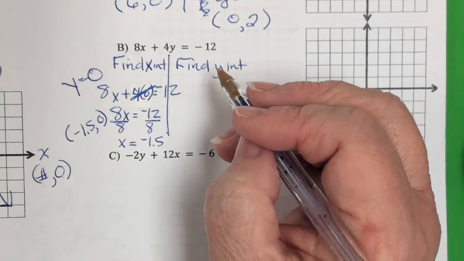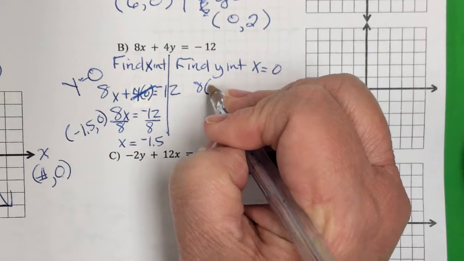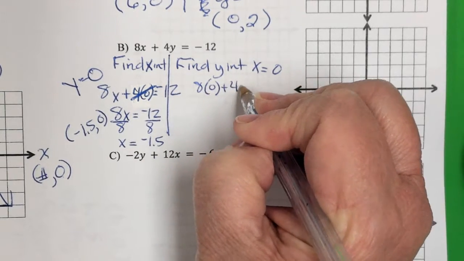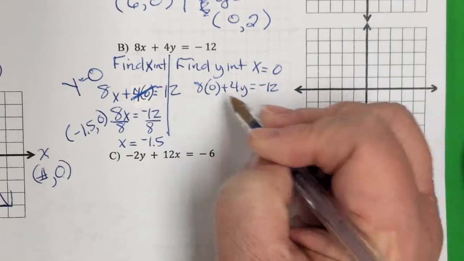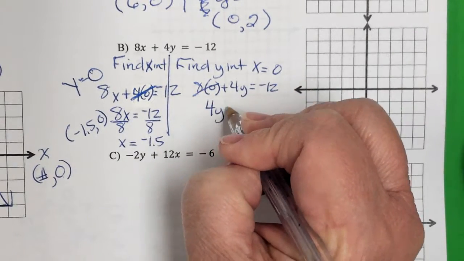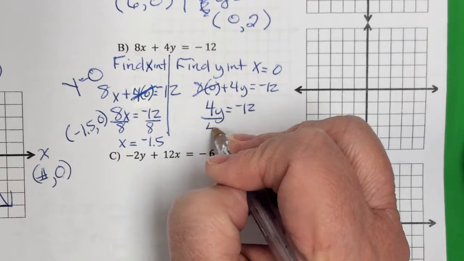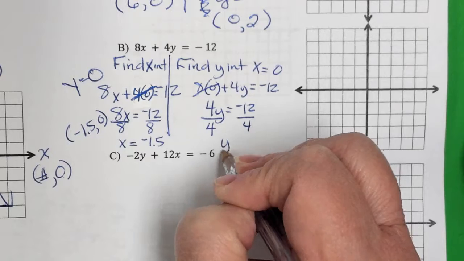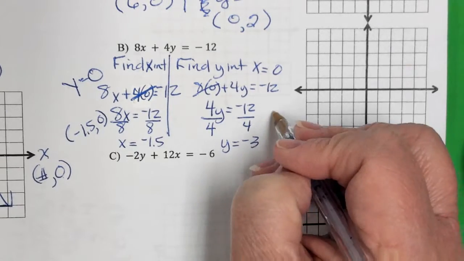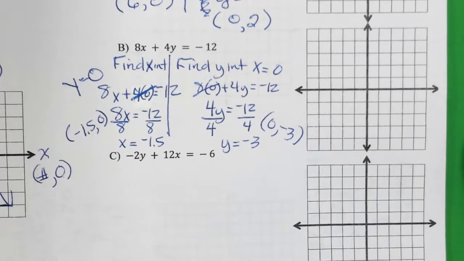All right, to find the y-intercept, x equals 0. So 8 times 0 plus 4y equals negative 12. 8 times 0 is 0, leaving us with 4y equals negative 12. Undo the multiplication by division. Y equals negative 3. So 0, negative 3 is our y-intercept.